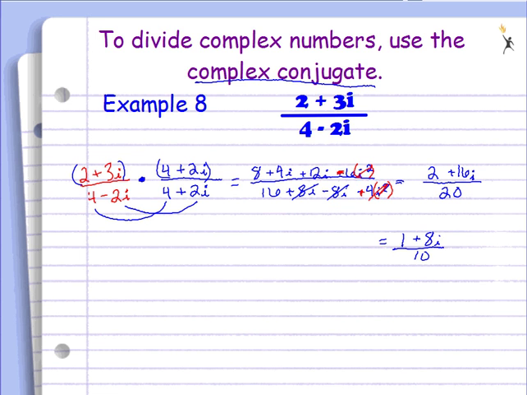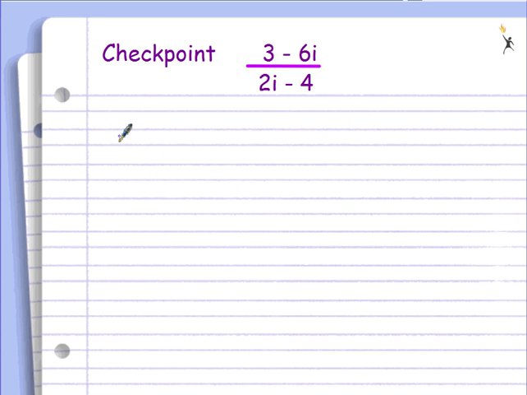Okay? Let's keep going. Let's try the same thing. 3 minus 6i over 2i minus 4. So, what am I going to do here? I'm going to multiply this by the complex conjugate. So in this case, it would be 2i plus 4, 2i plus 4. Okay?